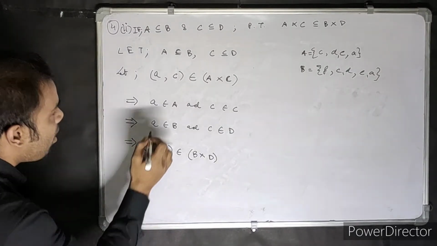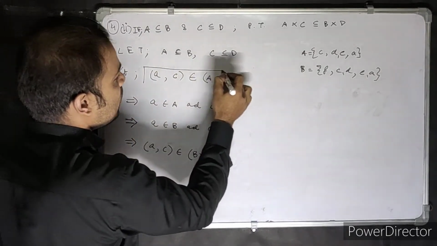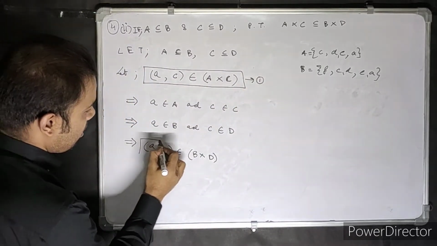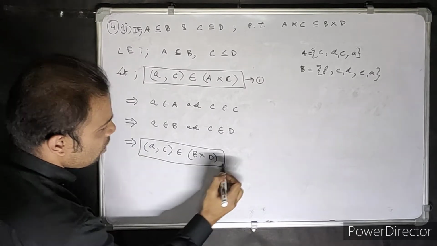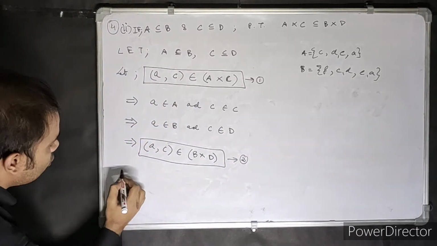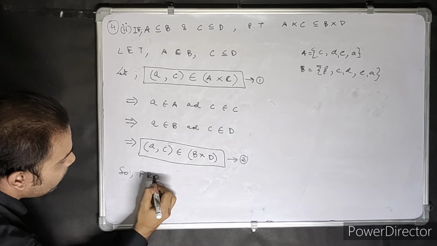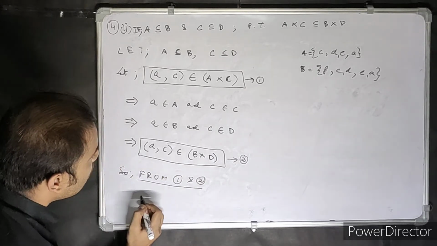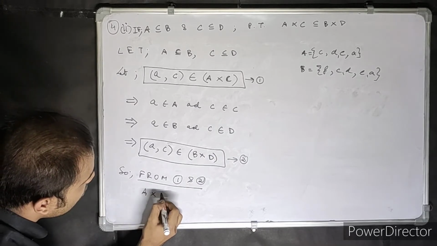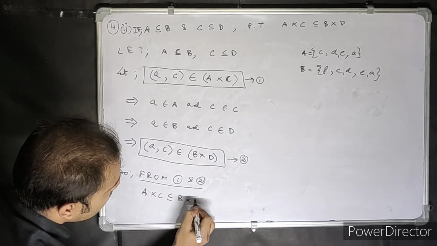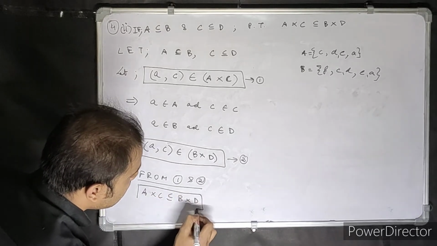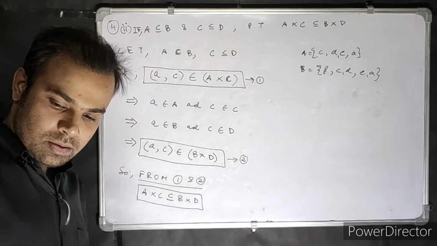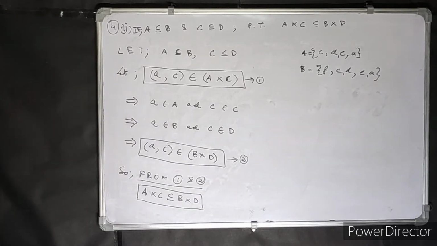Now from part 1 we started with this. From 1 and 2, this is 1 and this is your 2. So from 1 and 2, what can you write? You can just write A cross C is a subset of B cross D. That's it. 1 mark. This is a 1 mark question, not more than that. That's it for this question.